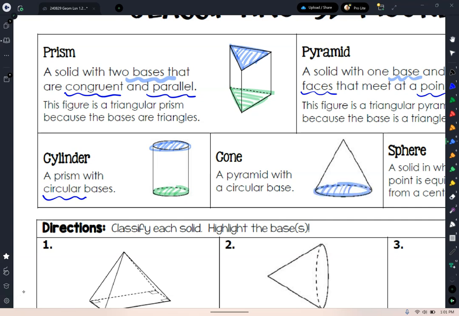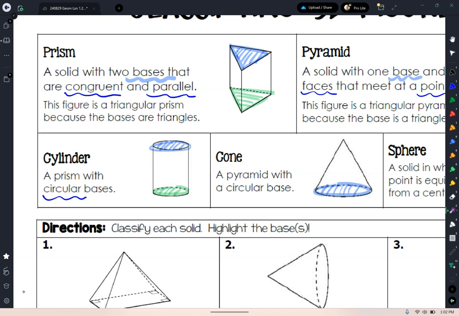Like that. Yep. Since for cylinder, they also have the bases which are congruent and parallel. So is cylinder part of the prism? Yeah, a cylinder is a prism. Exactly, see right here. So it is a prism. It's just a circular base. So when it has circular bases, then it's just called a cylinder.